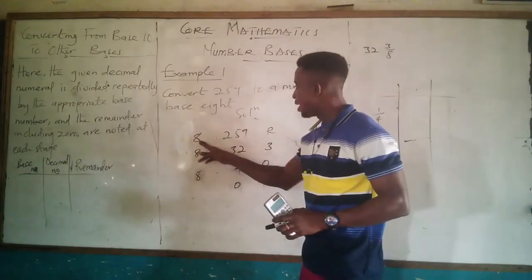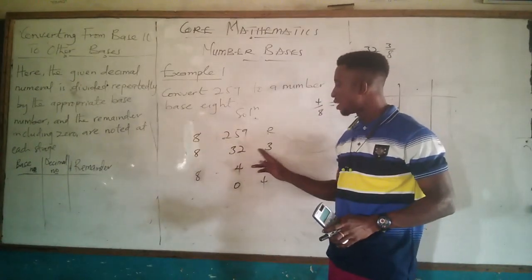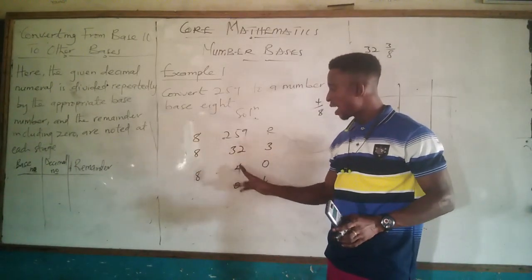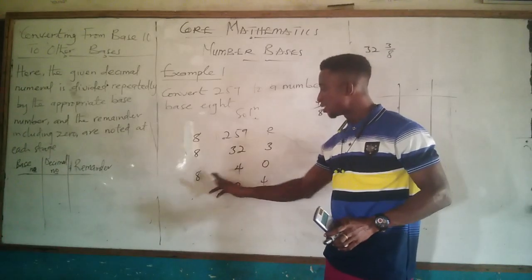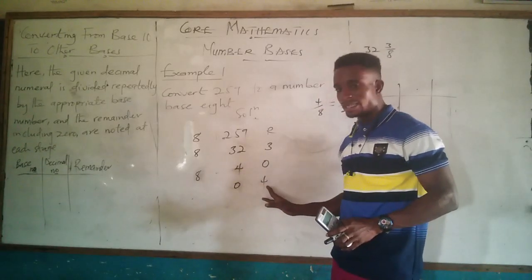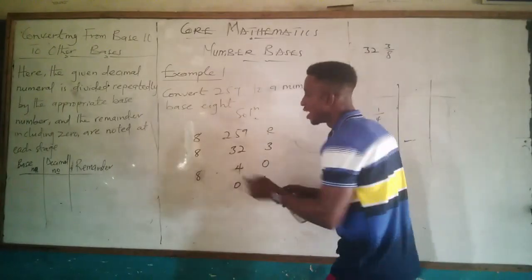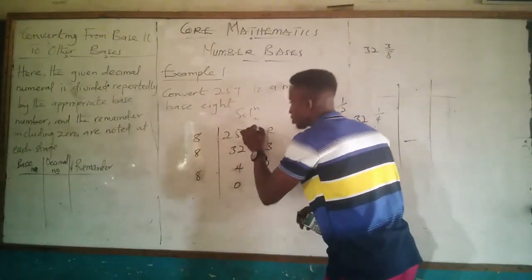I took 8 into this and I had this, remember that. This 8 into this, I had this, remember this. This 8 into this, I had 0, remember that. Are we getting that? Now it is ending here, so now I can create my columns.